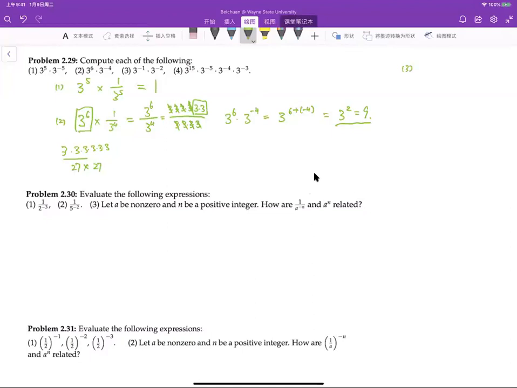Okay, so number 3 is 3 to the -1 times 3 to the -2. Okay, so we can first simplify the negative exponent to 1 over 3, and multiplied by 1 over 9, or 3 squared. Good. So 9 is 3 squared. Then the answer is 1 over 36.